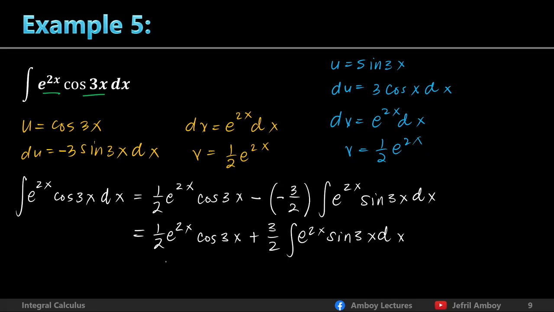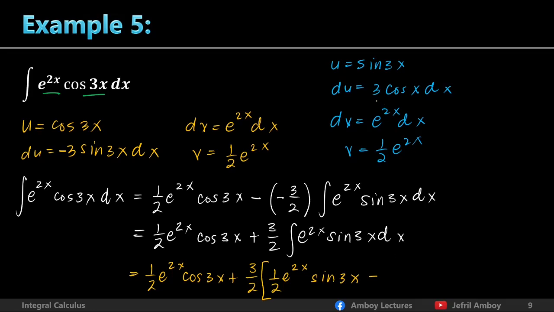Now, kopyahin ko lang to. 1/2 times e raised to 2x times cosine of 3x plus 3/2 times, yung buong to, papalitan ko na again ang uv minus the integral of v du. Ito naman siya. uv, so magiging 1/2 times e raised to 2x, ito siya, times this, sine 3x minus the integral of v du. Okay? V and then du.